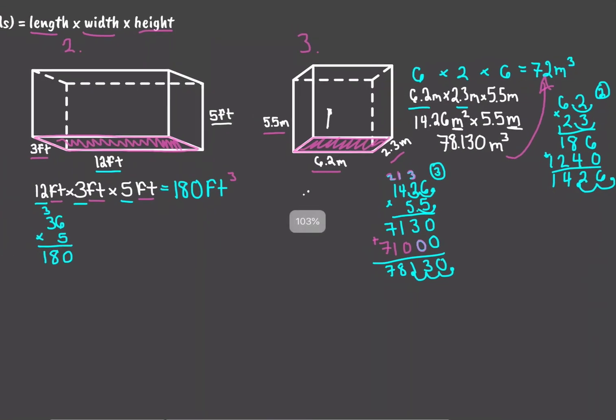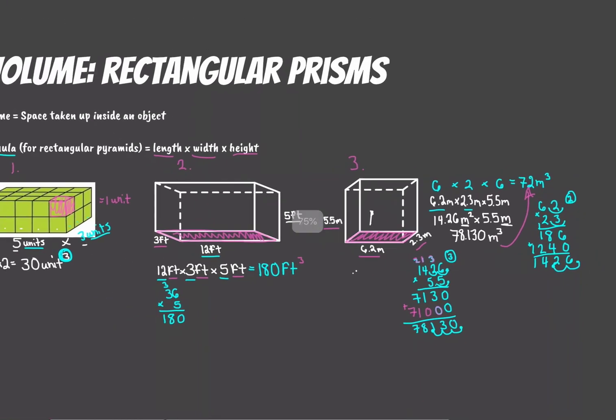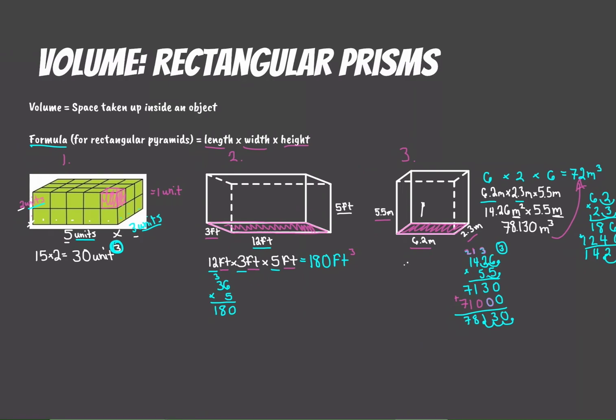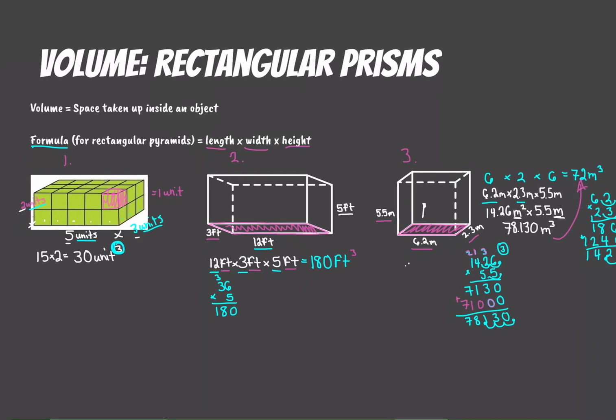And there we have our 3 great examples of how do you find the volume of rectangular prisms. Remember, you're multiplying length times width times height. If you don't remember the order, it doesn't matter as long as you're multiplying those 3 things together. Sometimes you're going to have to count the cubes, sometimes you're going to have to multiply whole numbers, and sometimes you have to multiply decimals.